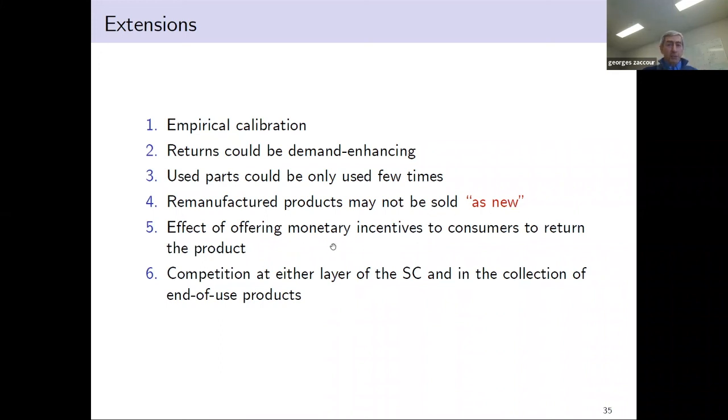We can think about having monetary incentives to consumers to return the product, and also, of course, consider competition. Nowadays, you have remanufacturers who are eager to get returns even from other brands in order to reduce their production costs. So there is competition in the returns market. I haven't seen many game theory works in this area, and it may be interesting to look at this.